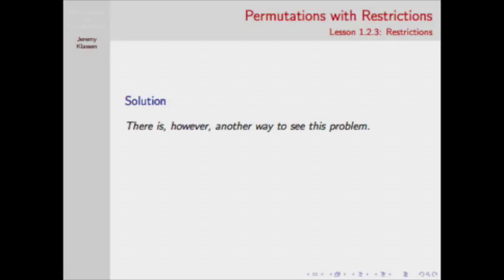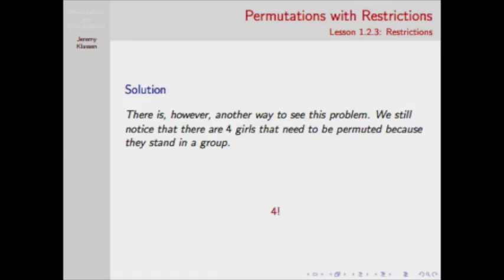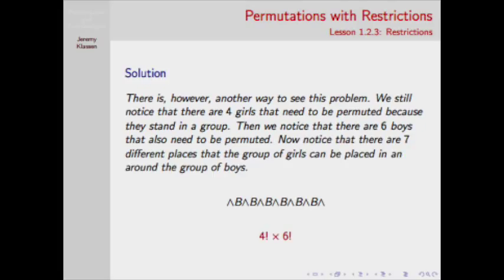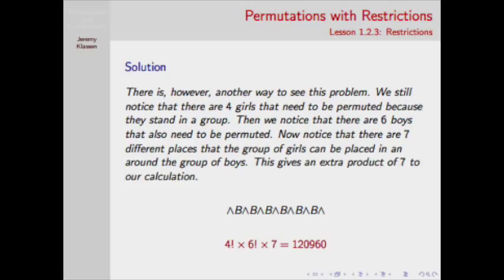There is, however, as we've seen before, another way to do this problem. We still need to take note of the fact that there are 4 girls and that that little group of girls needs to be permuted, and so that's going to be 4 factorial. Then we'll multiply by the number of ways of permuting the 6 boys that are left over, and that's going to be 6 factorial. Then notice that with 6 boys, there are 7 different places that that group of girls can be placed in and around the group of boys. And so we finish this problem by multiplying by 7. Once again, not 7 factorial, because we're just choosing one of the places to put the girls.